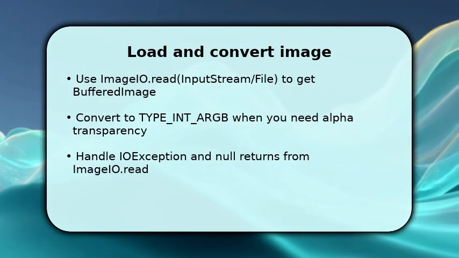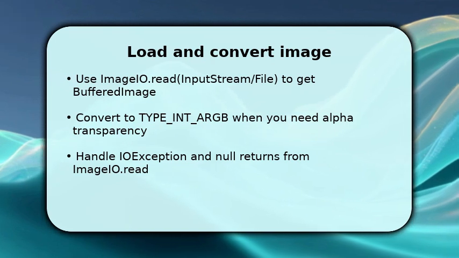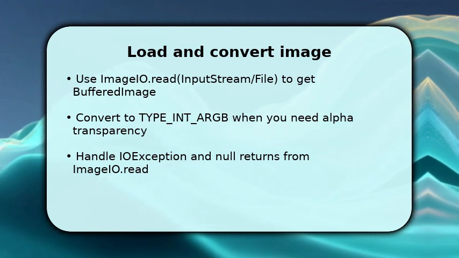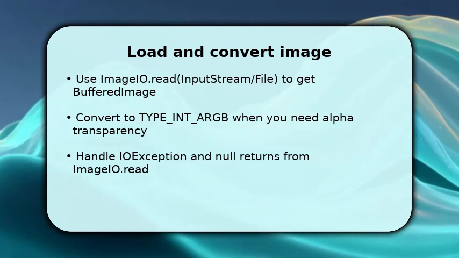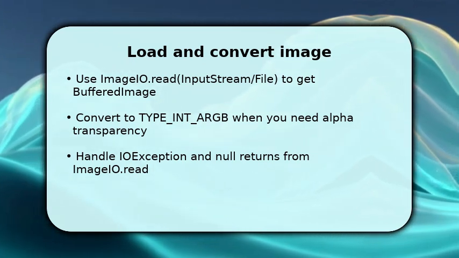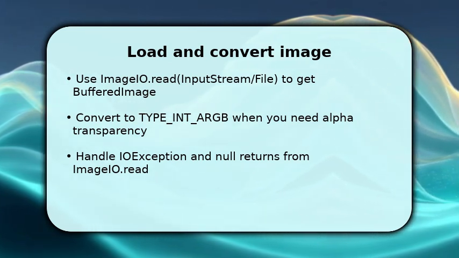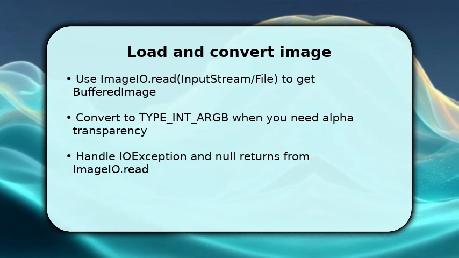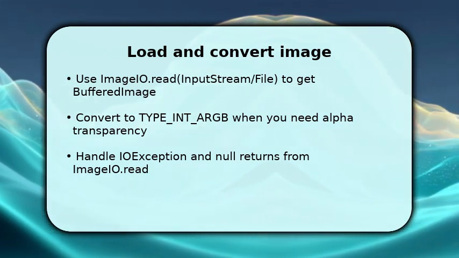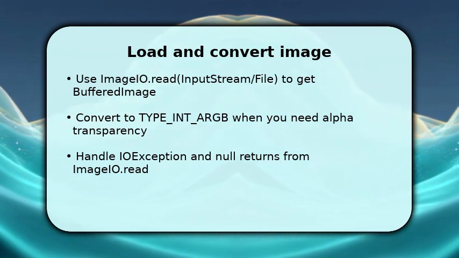Next, you actually load the image and prepare it for use. Call ImageIO.read with a file or input stream obtained from getResourceAsStream. Handle IOException and check for null, which means the reader failed. Once you have a BufferedImage, convert or create a new BufferedImage of the desired type, such as TYPE_INT_ARGB, if you need transparency or consistent pixel layout. This conversion avoids rendering surprises and enables reliable pixel operations, scaling, and composition later in the pipeline.